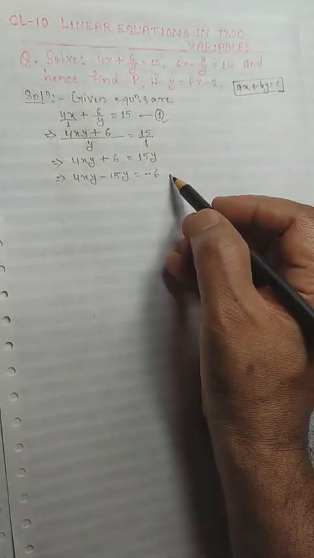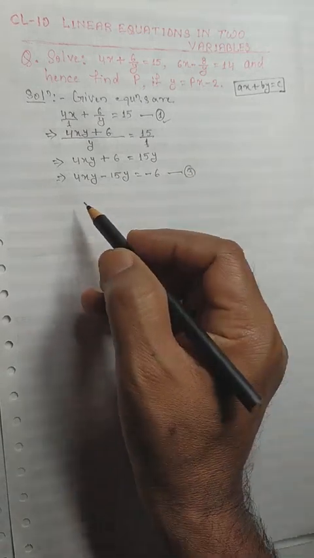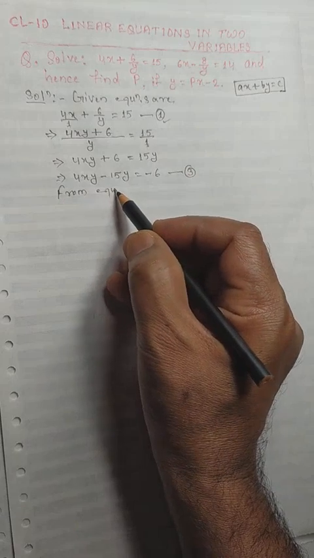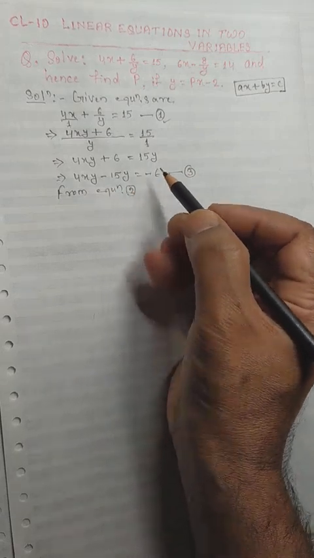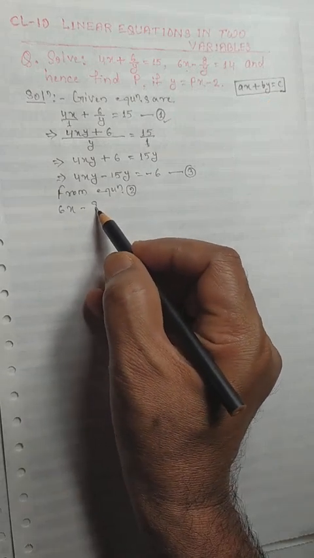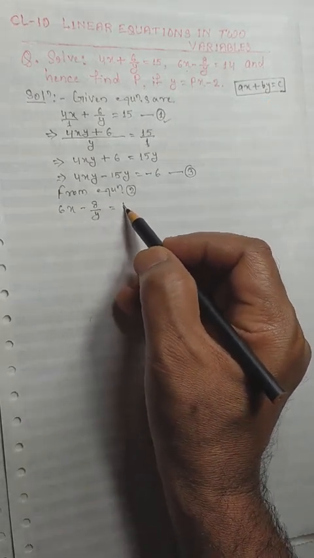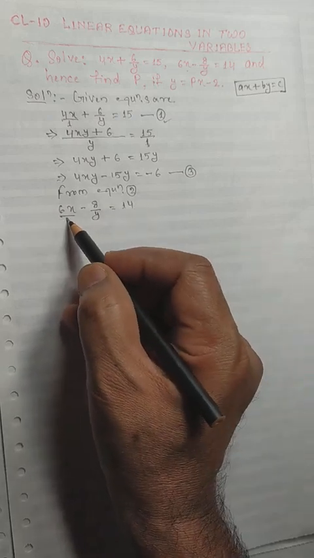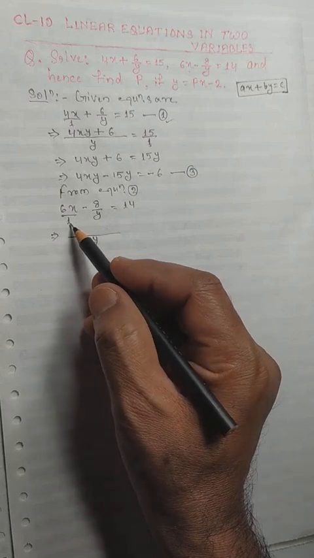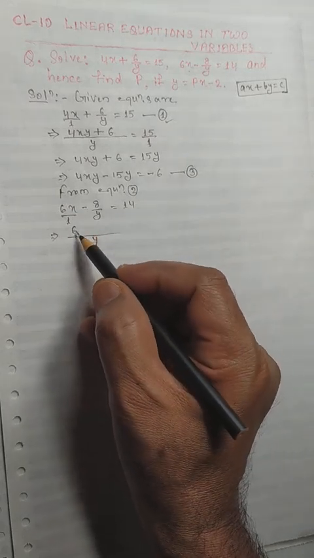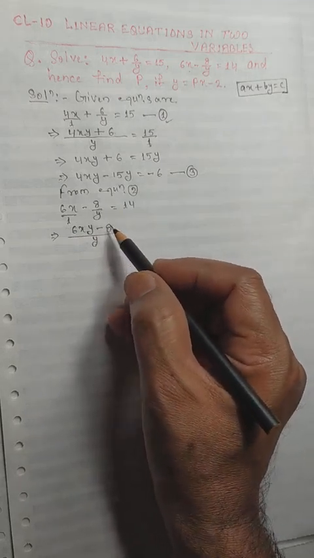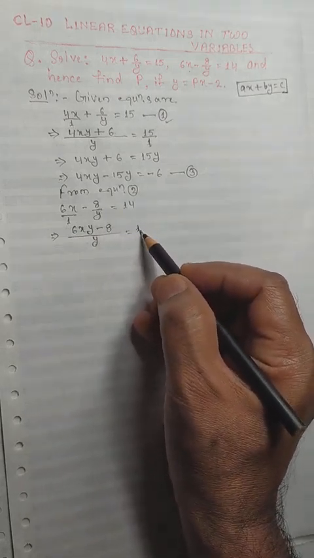So from equation 1 we got, let's mark it as equation 3. And then another one from equation 2. From equation 2 we have 6x minus 8 by y is equal to 14, which is in the question itself. We will continue the same process. LCM we take y, y divided by 1, y into 6x, 6xy. y divided by y, 1 into 8 is equal to 14.